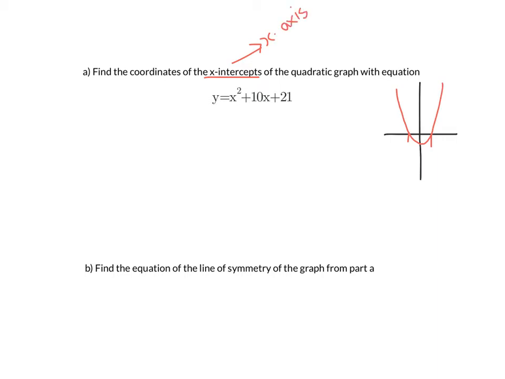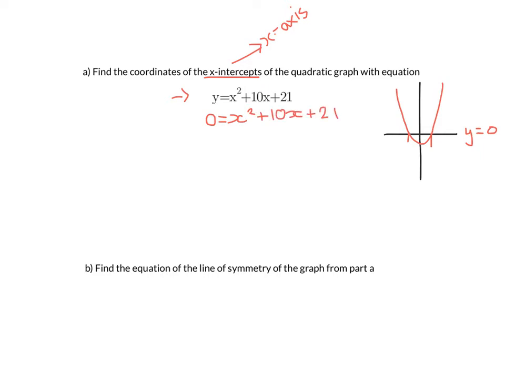Now don't forget that the x-axis is actually the equation y equals 0, because every point on the x-axis, every coordinate, the y part is 0. So I'm going to swap in this equation the y to be 0. So I've got 0 is equal to x squared plus 10x plus 21.